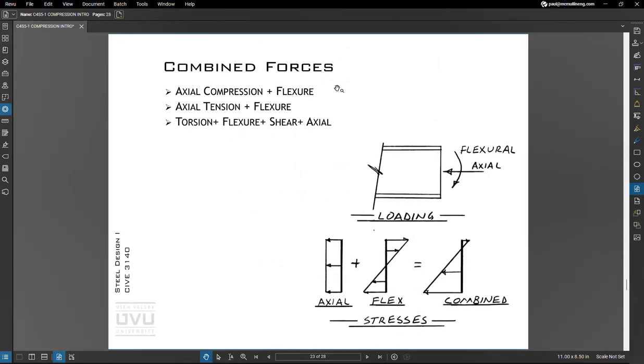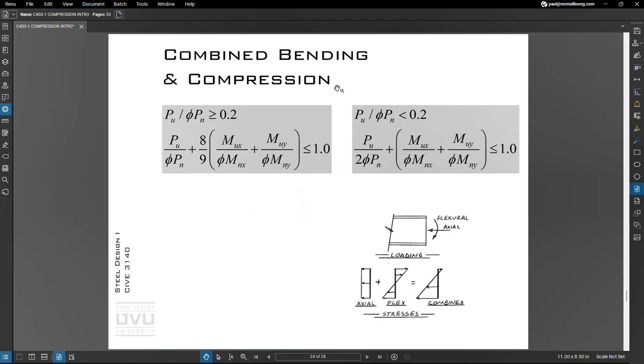All right, oftentimes in columns we have axial force and bending force. We talked a little bit about this in mechanics. To handle that, the steel code gives us two equations which are dependent on the ratio of axial force to axial strength. So anything with a u under it, remember, is axial force or factored force, and anything with an n stands for nominal capacity.